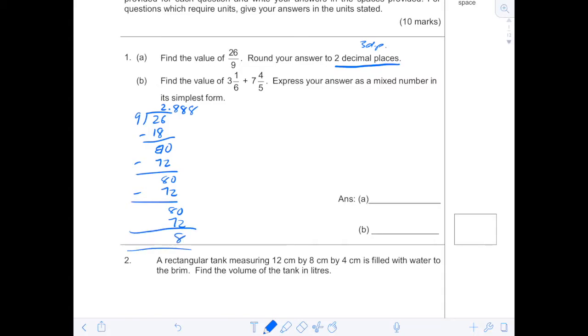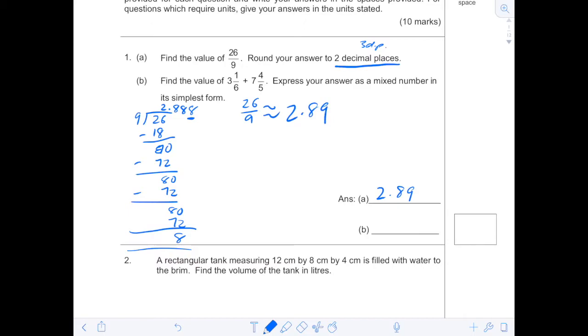Finally, you're left with a remainder of 8, and now we have got it to 3 decimal places. We can find out whether we're supposed to round up or round down. Since the last digit here is an 8, we're going to round up, and we're going to get 2.89. If you're looking for working, it's going to look like this: 26/9 is approximately equal to 2.89.